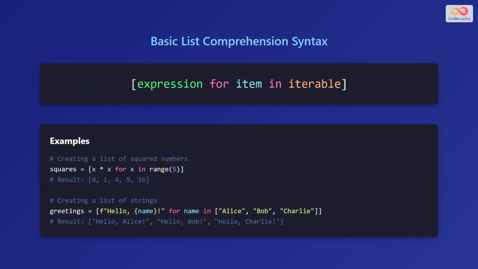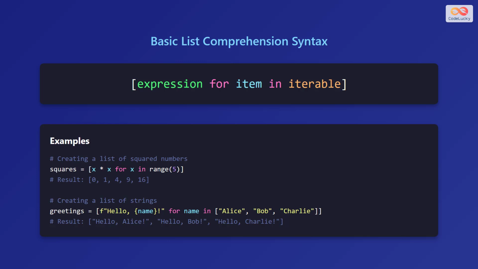Let's break down the basic syntax of list comprehension. The structure is as follows. Square brackets containing an expression, followed by a for keyword, then a variable name, followed by the in keyword, and finally an iterable. The expression is what will be evaluated for each item in the iterable. The item is a variable representing each element in the iterable as you loop through it, and the iterable is any collection of items like a list, tuple, or range.